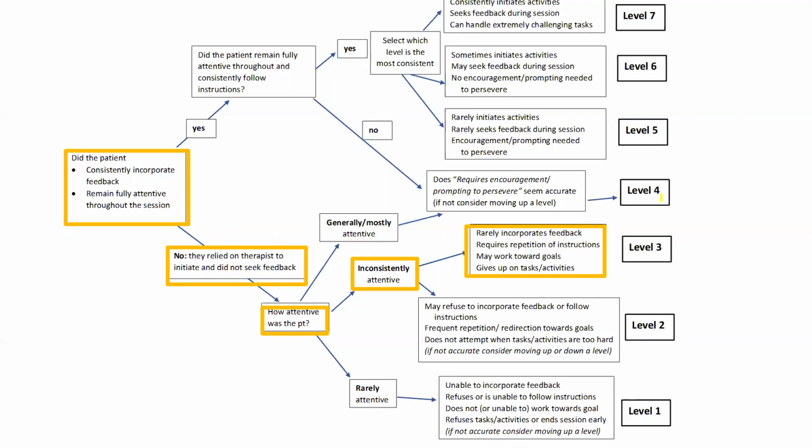So if you score at a level 3, this is where you can look to see which describes your patient more. For this guy, he rarely incorporated feedback. He required repetition of instructions. He may work towards goals, which he did after extended verbal description and verbal cues from the therapist. And he did give up on tasks easily.